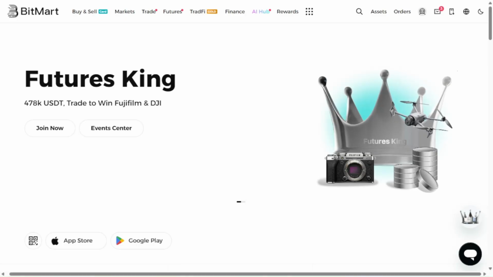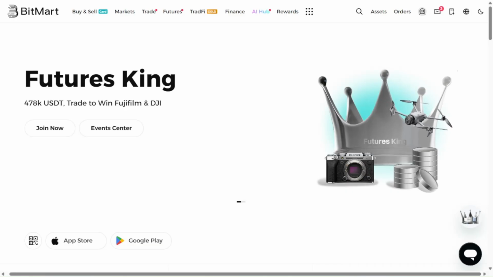To start our BitMart demo trading tutorial, the first thing we need to do is create and sign in to our BitMart account. You don't need to deposit any real funds or complete any KYC to use BitMart's demo trading feature. If you aren't sure how to create a BitMart account, we have a video on this on our page, so I'll go ahead and leave a link to it in this video's description.